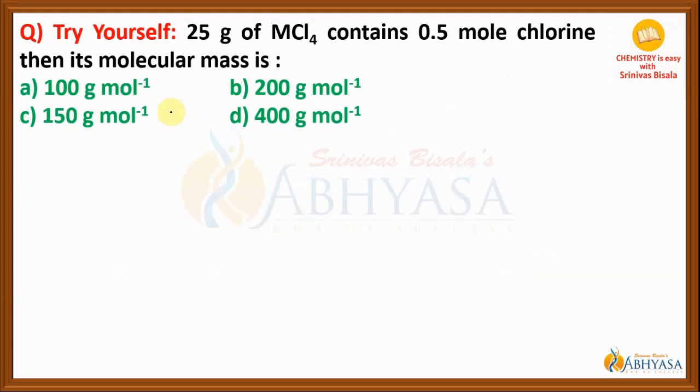comment box. It is given that 25 grams of MCl4 contains 0.5 mole chlorine, and you need to find out the molecular mass. I repeat, when 25 grams of this particular chloride contains 0.5 mole of chlorine, you need to find out the molecular mass of this particular compound MCl4.